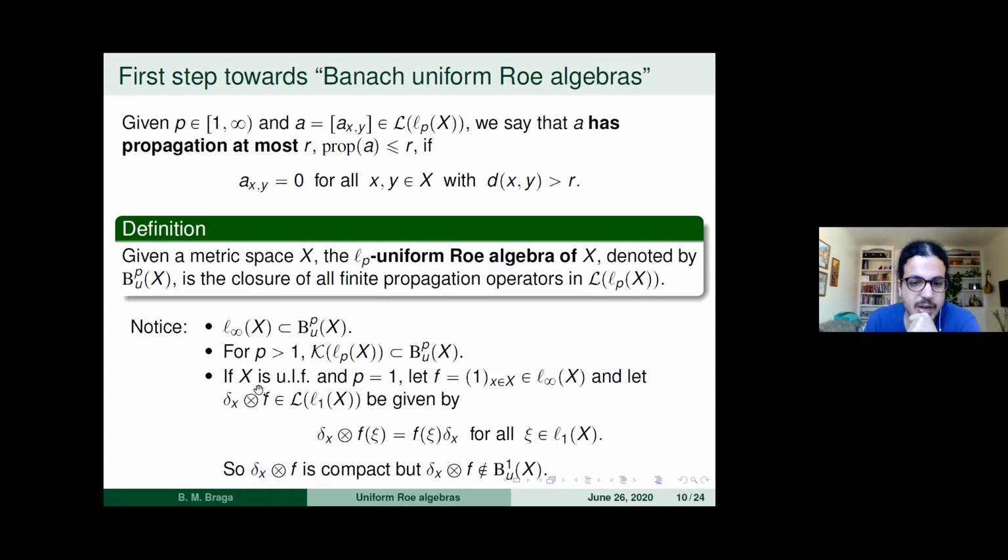But if you have a metric space X which is uniformly locally finite and which is infinite as well, if it is finite that's not interesting, then this operator can never be approximated by finite propagation operators.